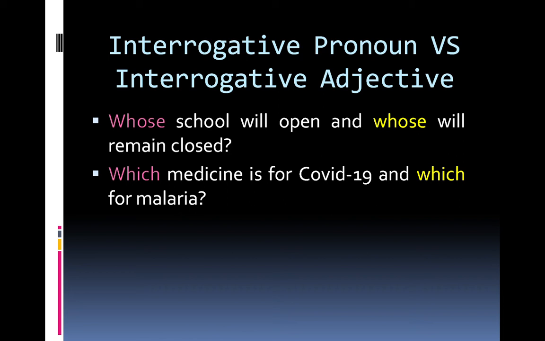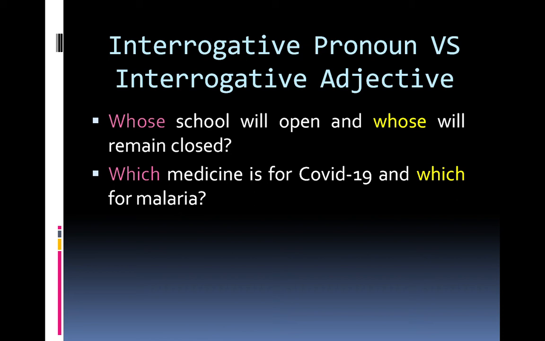But in the second example, which is in yellow color, which is an interrogative pronoun, not an interrogative adjective, it has taken the place of the noun medicine. This is the difference. Calling whose an interrogative pronoun in "whose school" is possible because it has been used in place of a noun in possessive case. Calling which in "which medicine" an interrogative pronoun is technically wrong because it has been used in place of an adjective, not a noun. That is the difference.